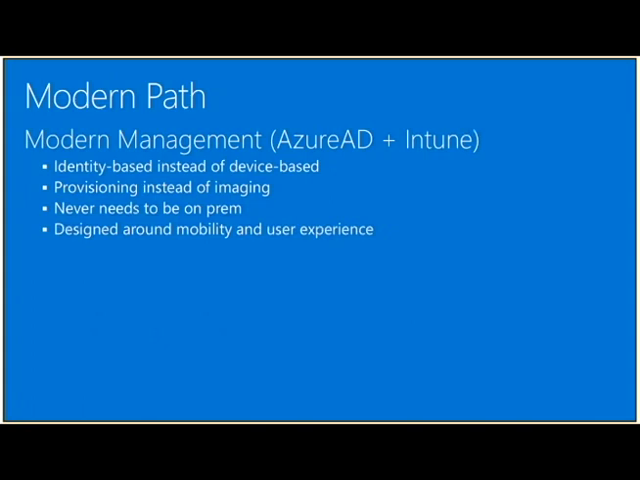From a modern management standpoint, because we're relying inherently on cloud-based services to do the management rather than services that are maintained within our own infrastructure, we no longer have that requirement for it to be on-prem. We can actually do things without them ever physically touching our network to begin with, or logically touching our network to begin with. And as I mentioned earlier, ultimately this is all predicated around and designed around that mobility and that user experience. So let's take a look at some of the specifics as to how all of this works.